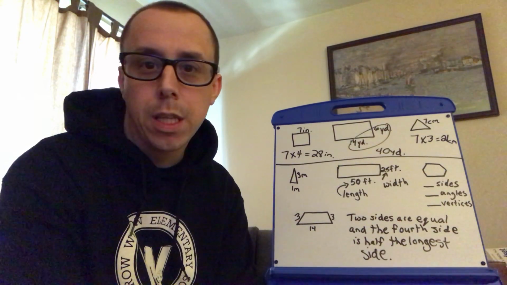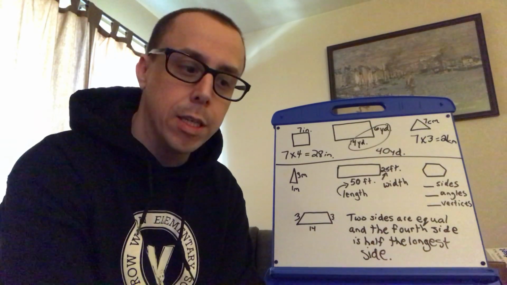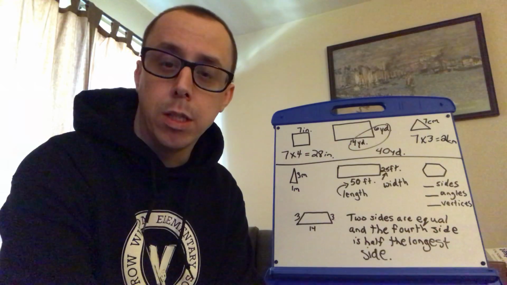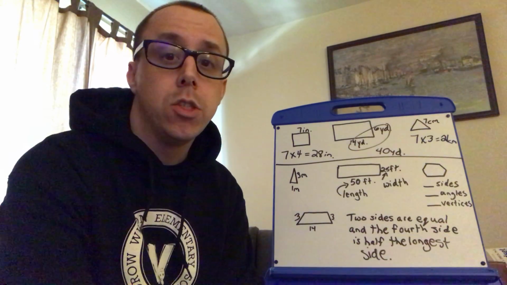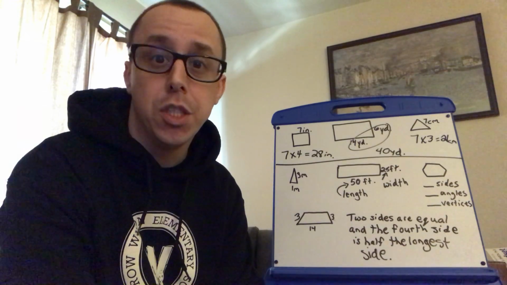And we know that 7 times 3 is 21, and in this case it is centimeters. Remember that when you're labeling perimeter, you don't write square centimeters or square inches like we did with area units back earlier in the year. It's just centimeters because we are just measuring the length of all the sides of a shape.